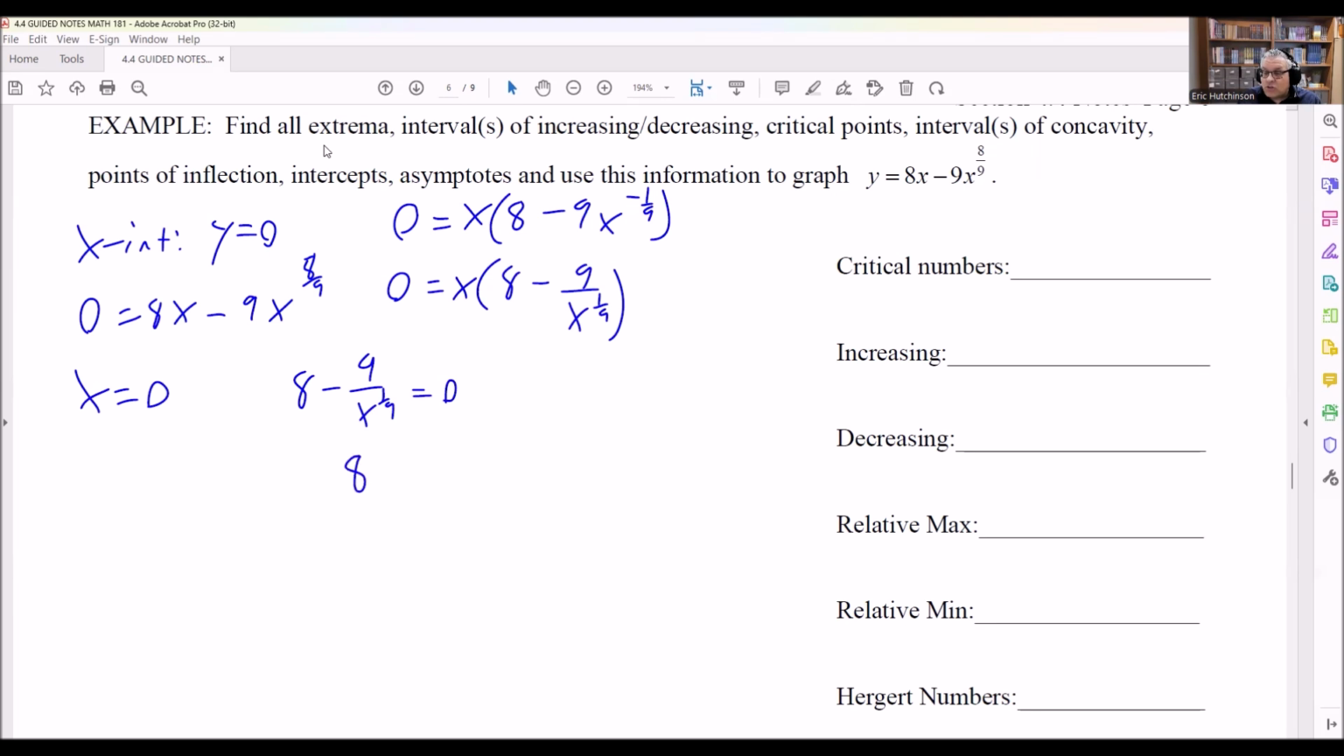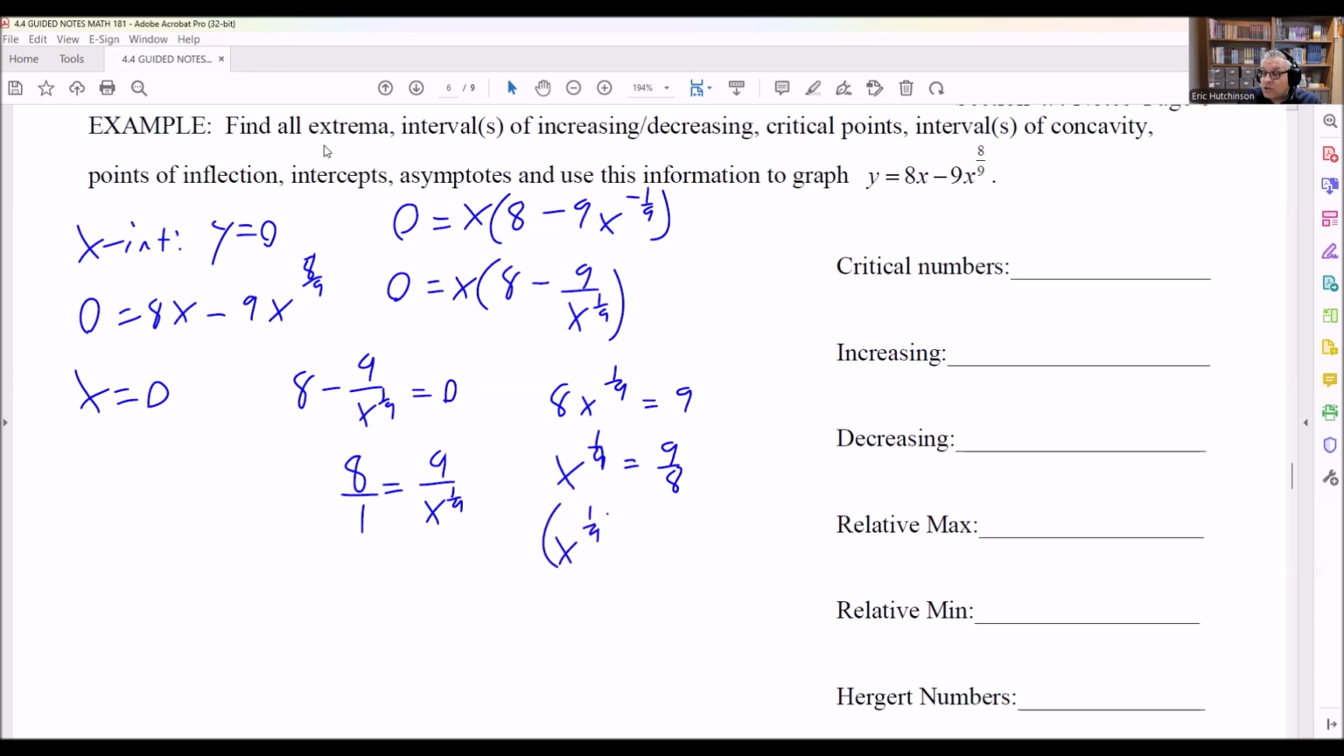We're going to move one of these terms over to the other side, so we're going to write this as 8 over 1, and this will be 9 over x to the 1/9. And we want to cross multiply here, so we're going to get 8x to the 1/9 equals 9. We're going to divide both sides by 8, so we get x to the 1/9 equals 9 over 8. In order to get rid of the 1/9 here, we want to raise both sides to the power of 9.